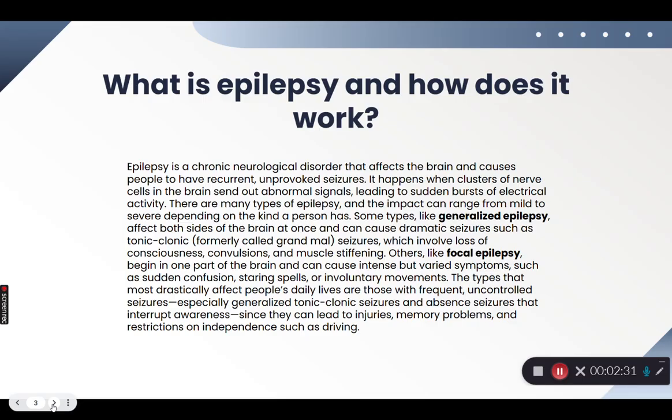The types that most drastically affect people's lives are those with frequent uncontrolled seizures, generally the tonic-clonic seizures, and absence seizures that interrupt awareness, since they lead to injuries, memory problems, and restrictions on independence, such as driving.